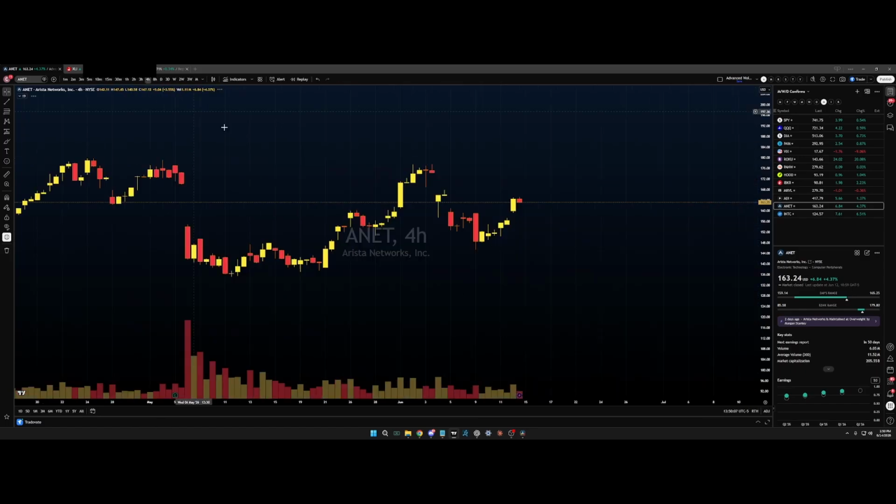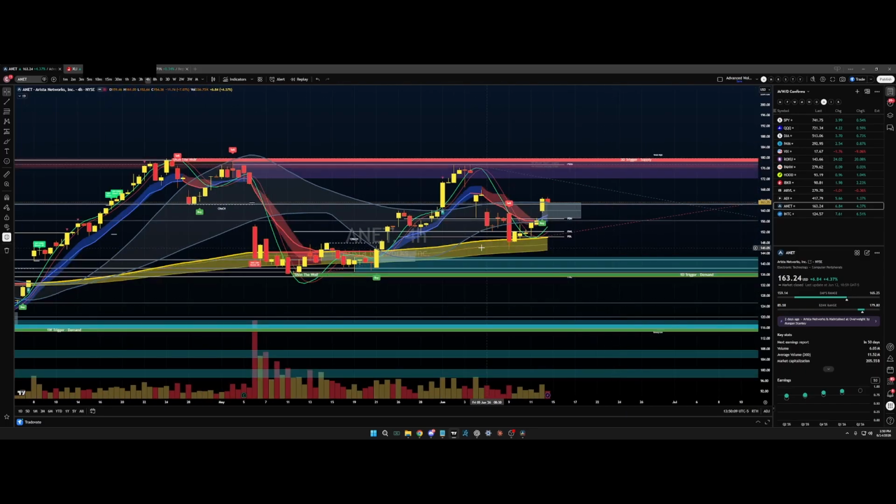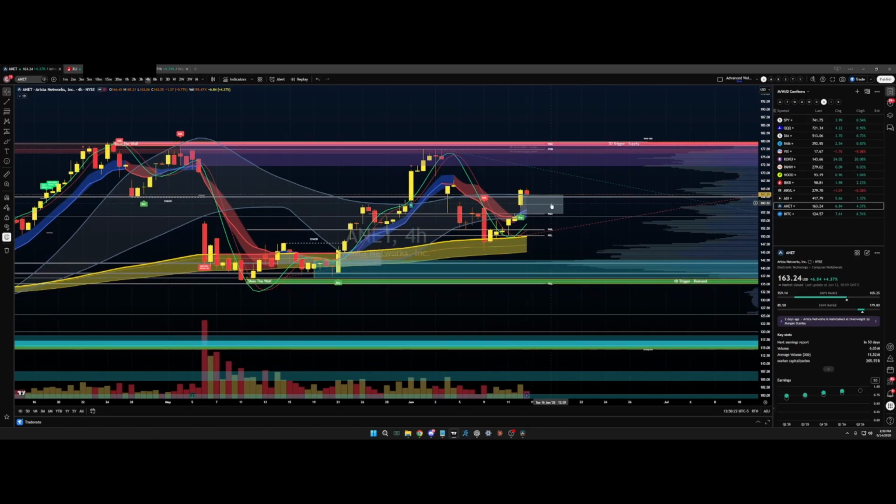But if you drop down to the 4-hour, you will see exactly what I mean. Got the 200, WTMA, floating candle, and holding over the 12. This is what I mean by confirmation. This is a confirmation to enter a swing trade on ANET right now.